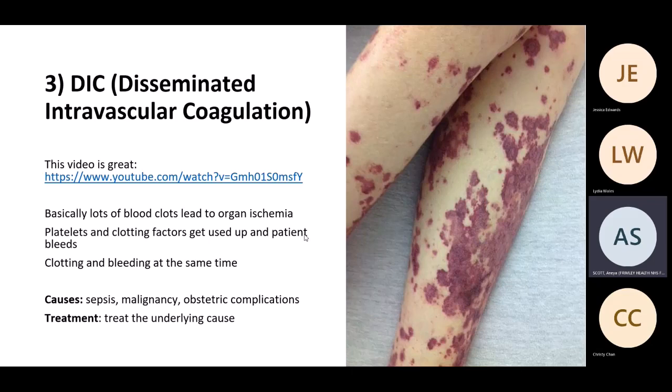There's no specific treatment for DIC. The treatment is just to treat the underlying cause. So if they're septic, treat their sepsis. And yeah, that's about all you need to know.